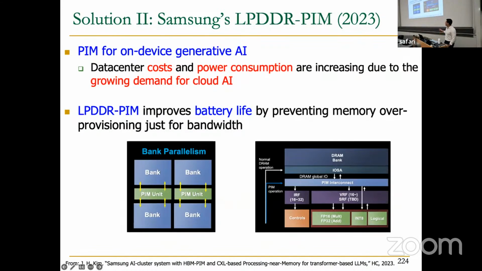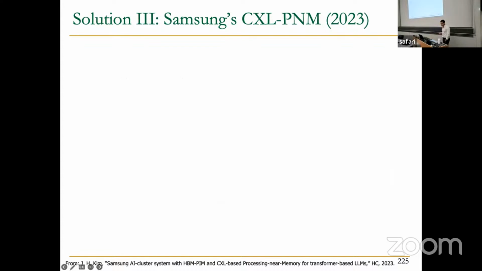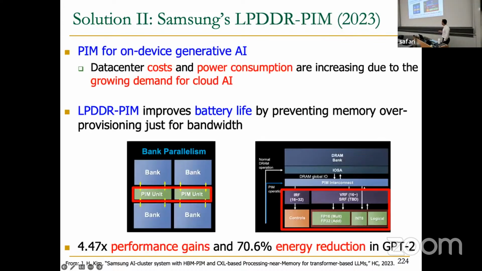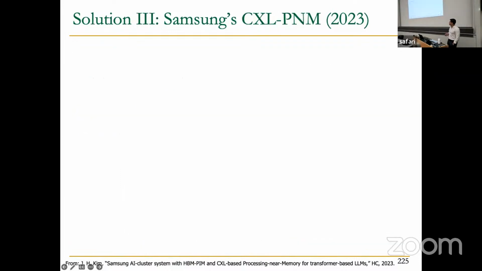So even though the memory technology is different, the architecture of the PIM units is exactly the same. Some control, some floating-point multiplier and addition; the PIM units are shared across the different DRAM banks. So they follow exactly the same organization, just changing the memory technology. And again, they show some performance and energy gains compared to running the GPT-2 inference on their system.